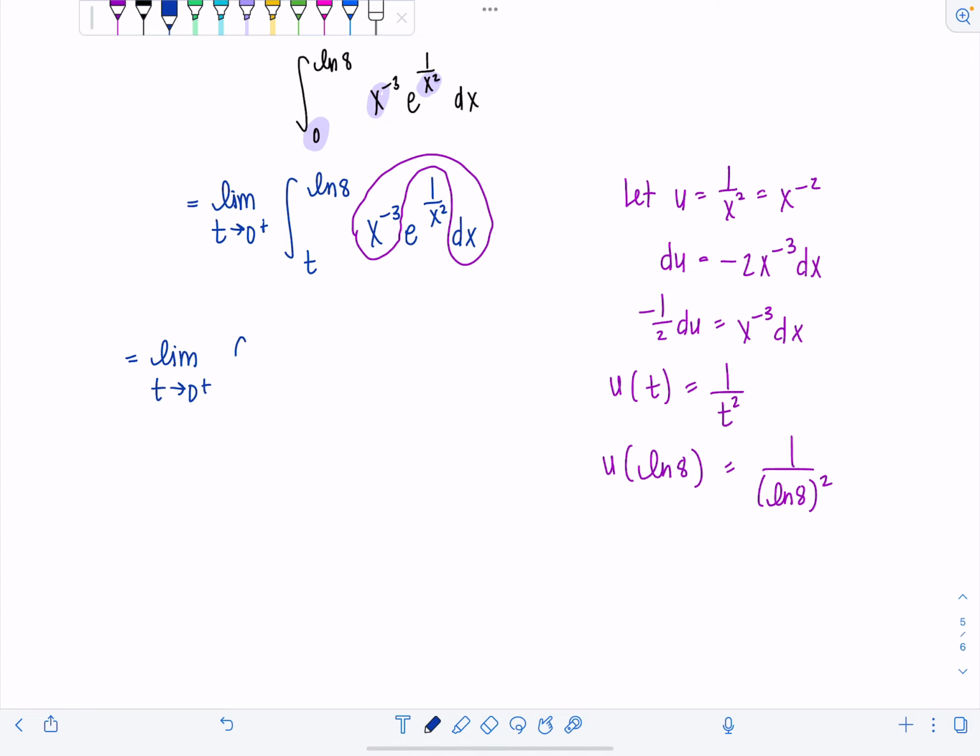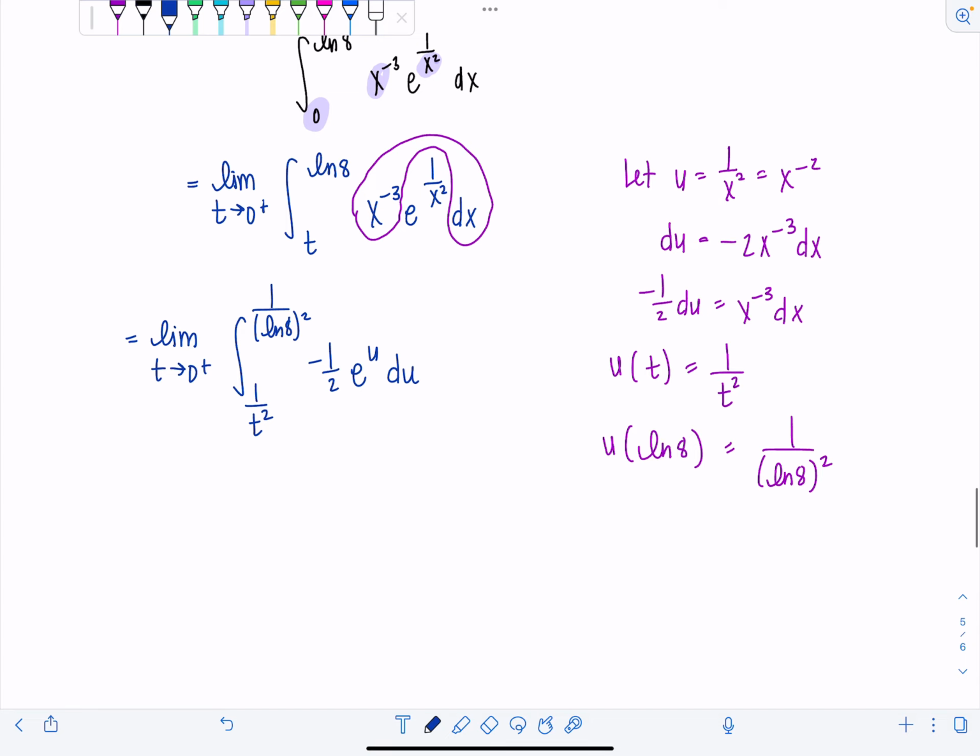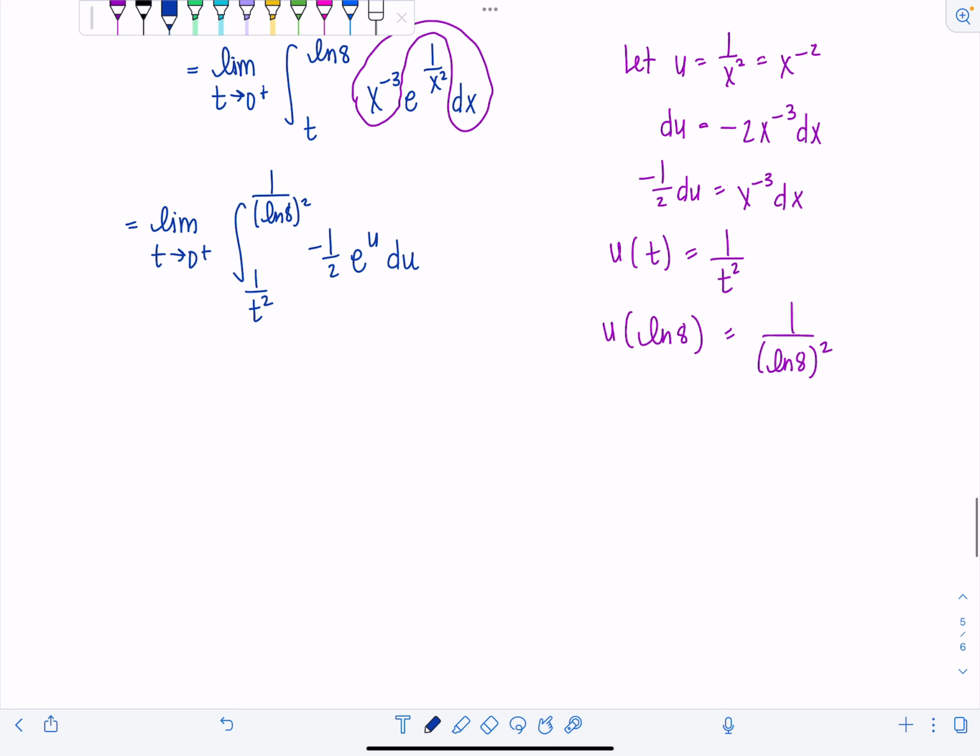Okay, so now we have the integral from the new lower limit, 1 over t squared, to the new upper limit, 1 over ln of 8 squared, and then we have a negative 1/2 e to the u du. Okay, good. I like it. Definitely don't like having negatives, so I'm going to flip the limits of integration and make this positive.